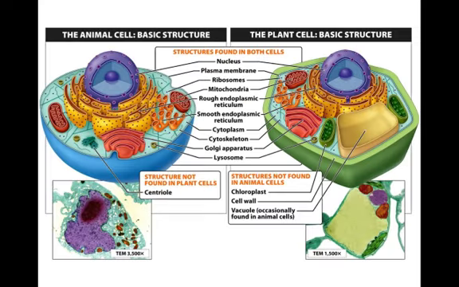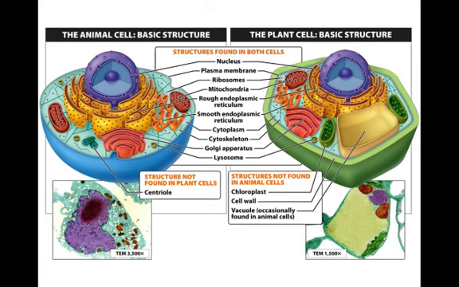So here are 2 examples of eukaryotic cells. On the left-hand side, we see the animal cell, which is a eukaryotic cell. It tends to be rounder in shape, and that's how we can distinguish it as an animal cell. And on the right-hand side, we see the plant cell. The plant cell tends to be more angular, and the reason is because it contains a cell wall.